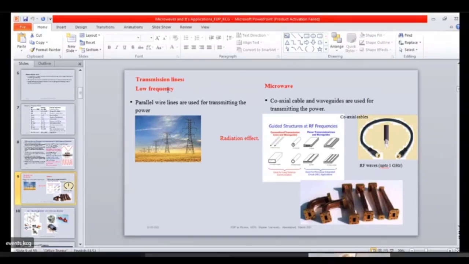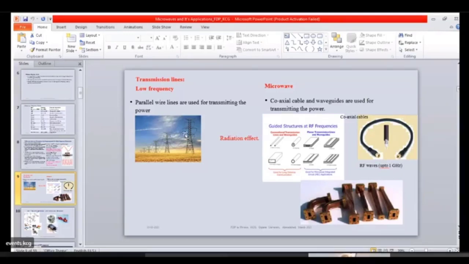Sometimes we observe that an electrical signal is produced which is of low frequency, and that signal has to be transferred to some other place. For example, the electrical power generated at the power station has to be transferred to various factories or homes. For this transmission purpose, we use the parallel wire line. Similarly, for telephonic communication also, we use parallel wire lines. So if we want to transfer low frequency signals from one point to another, we use the parallel wire transmission line. But if the frequency of the signal is high, then we cannot use this type of parallel wire line, because now the radiation effect will come into play.